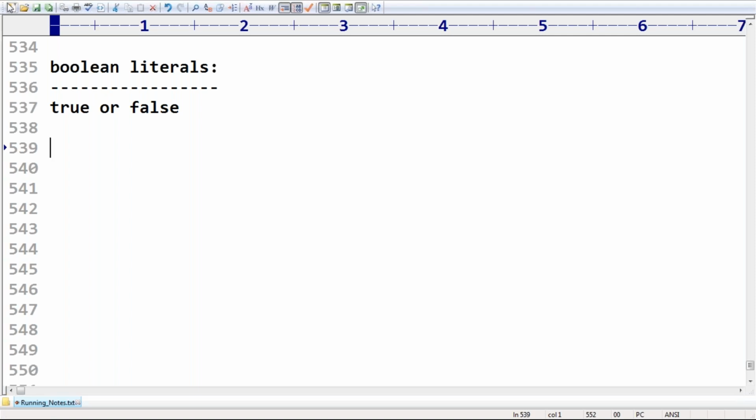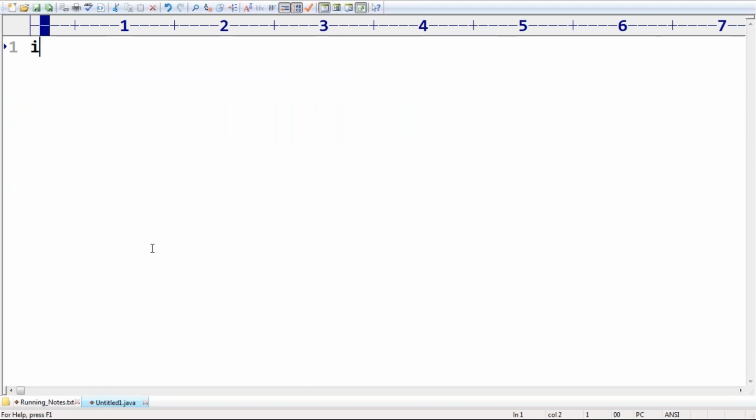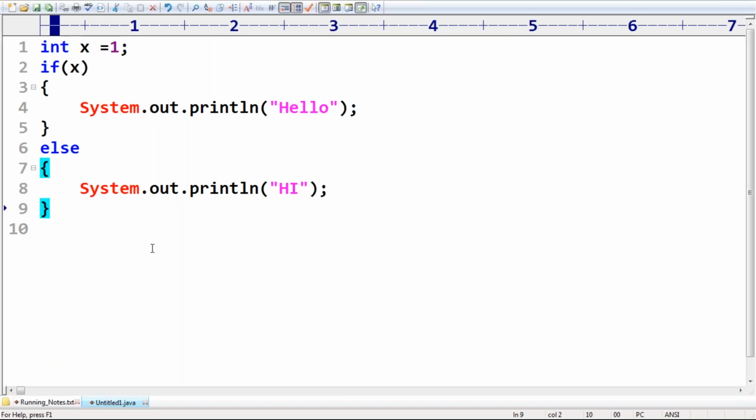Have a look once. I have some syntax here. I'm taking if (x), where int x = 1, then System.out.println("hello"), else System.out.println("hi"). Can you please confirm what answer we are going to get in this case? What is the output we are going to get? Remember that you people compulsorily should be aware.